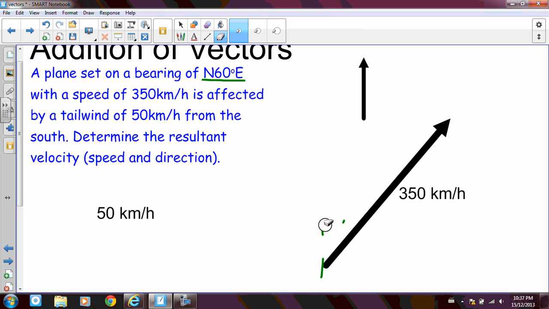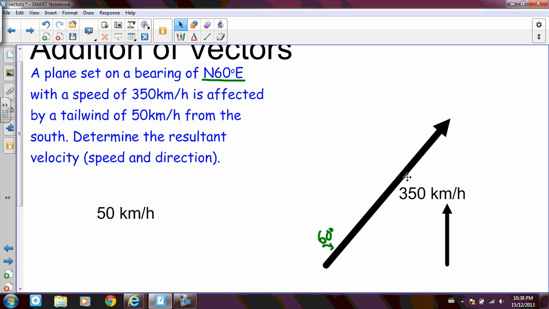So this is the situation we're looking at right now. The plane is from the north, headed 60 degrees towards the east. So this is sort of this angle in here. The tailwind is coming from the south.